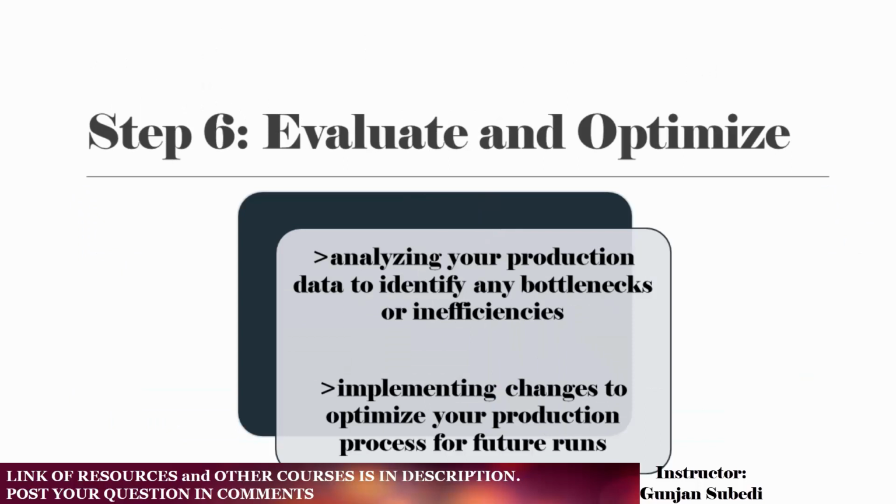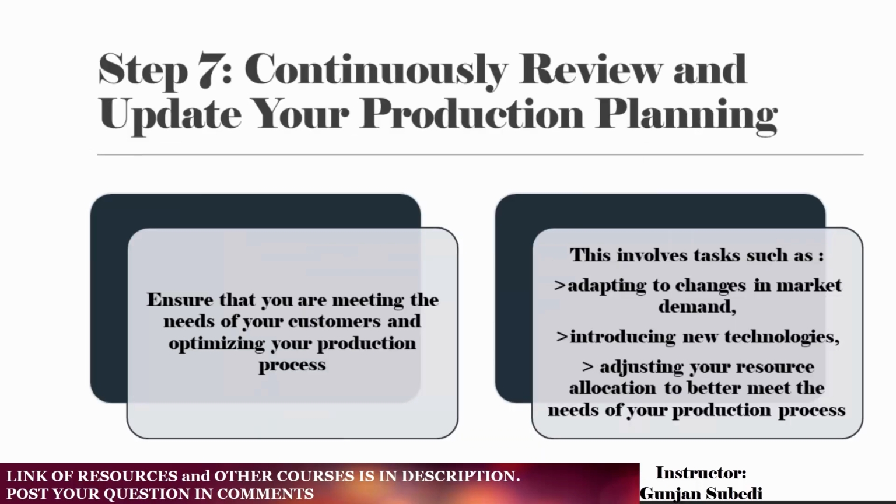Step number 6. Evaluate and optimize. Once you have completed your production process, it is important to evaluate the efficiency and effectiveness of your production planning. This includes analyzing your production data to identify any bottlenecks or inefficiencies and implementing changes to optimize your production process for future runs.